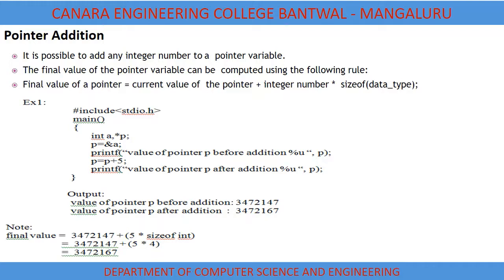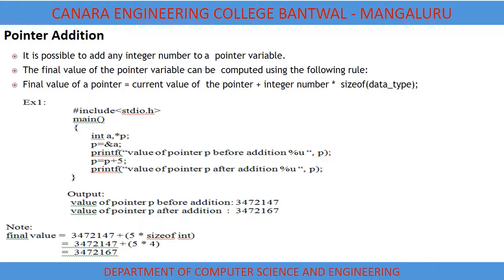If I consider, before addition we have 147 and after addition we have 167. The way in which the address is added, you can see in the note part, where I mentioned the final value and how it has been calculated. As the size is 5, it is 5 into size of int. Here the integer size is taken as 4 bytes, so it is going to add 20 locations. So 20 has been added to the address and it becomes 167.